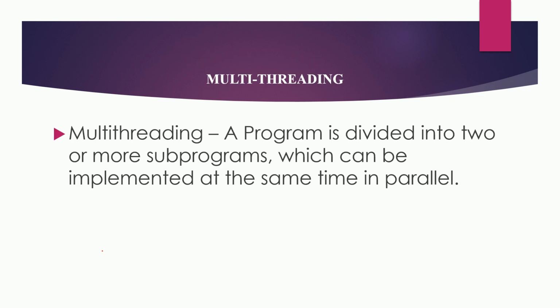Now let's see what is multi-threading. A program is divided into many sub-programs, and all these sub-programs will be executed simultaneously. For example, let's take one project is assigned to one team. What that team will do is they will divide the project among themselves and they will start working simultaneously. So only then this project could be completed and delivered to the client on time. Not only that, the resources will also be shared by the team members.